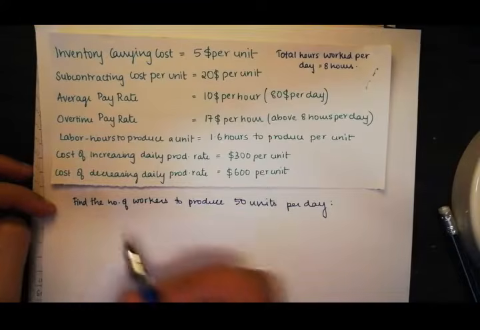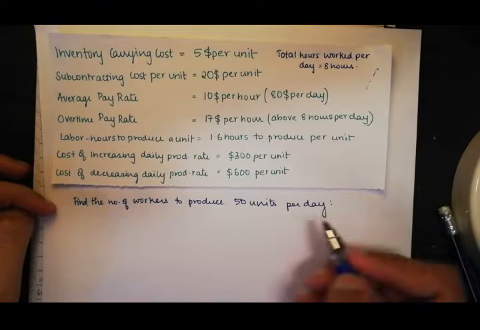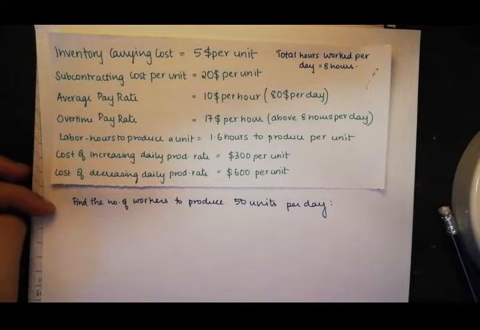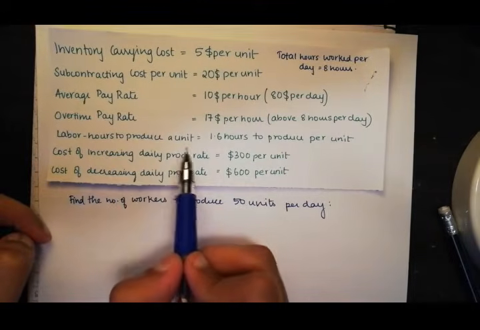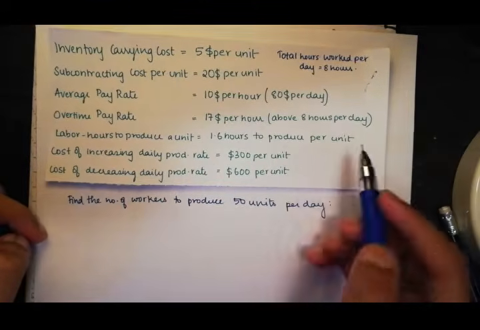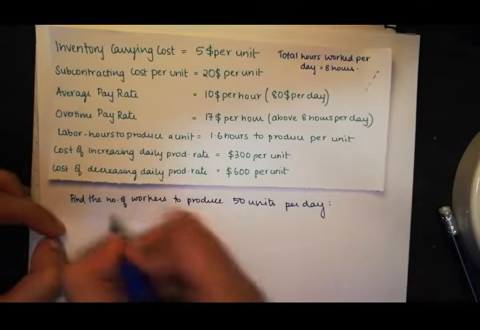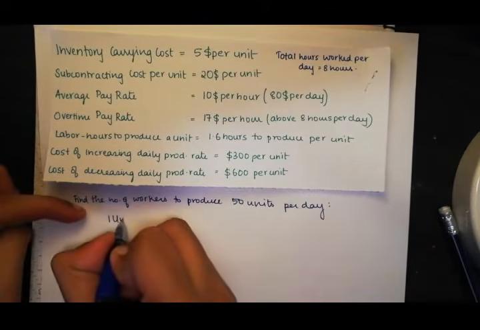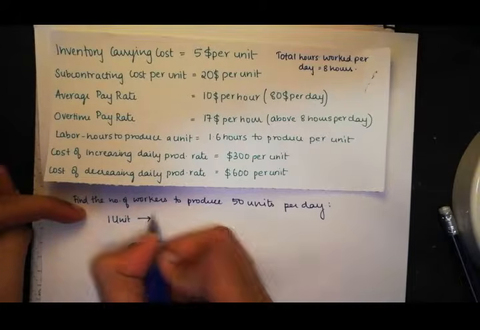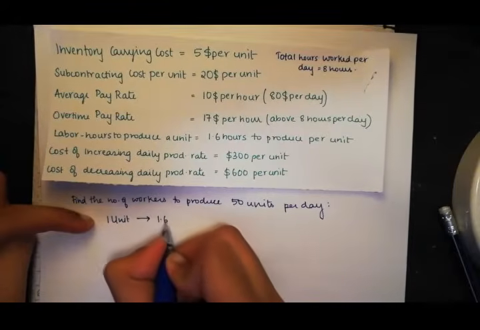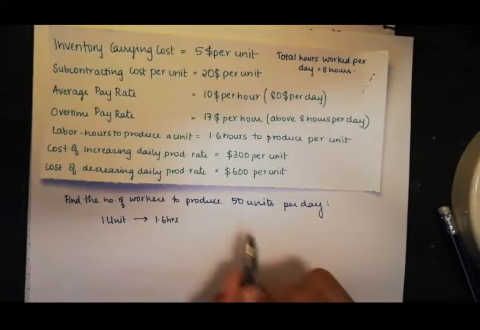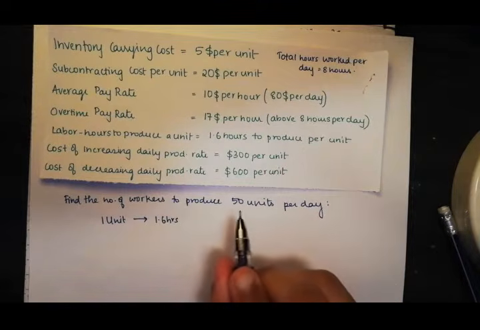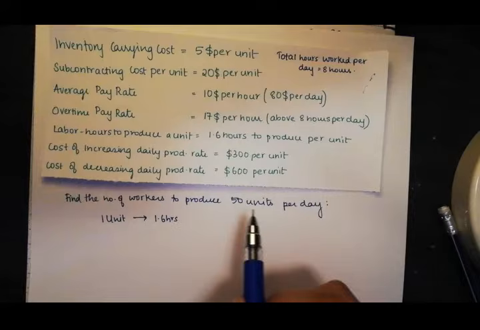So now we're going to find the number of workers to produce 50 units per day. So we're going to look at this. The labor hours to produce a unit is 1.6 hours per unit. So to produce 1 unit, we require 1.6 hours, right? So we need to find per day, right? We need to see the number of workers to produce 50 units per day.